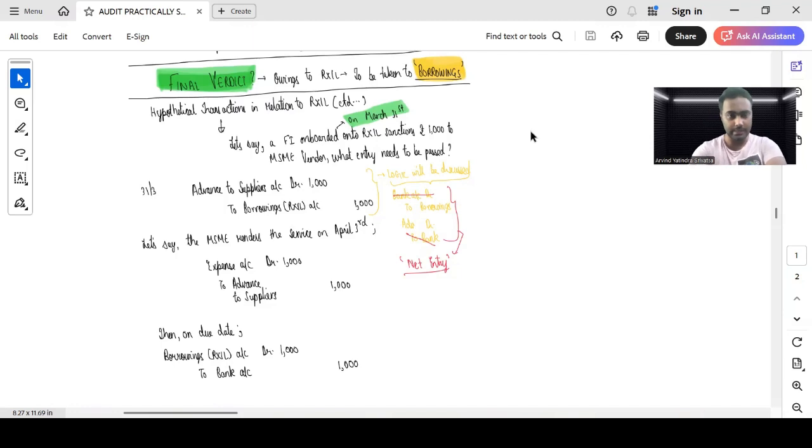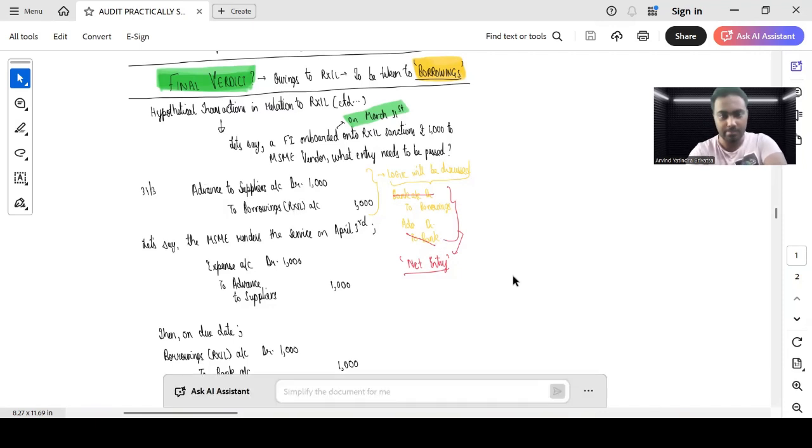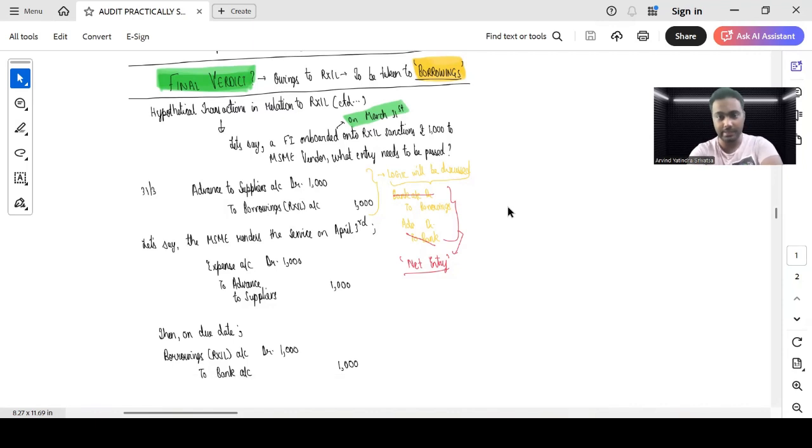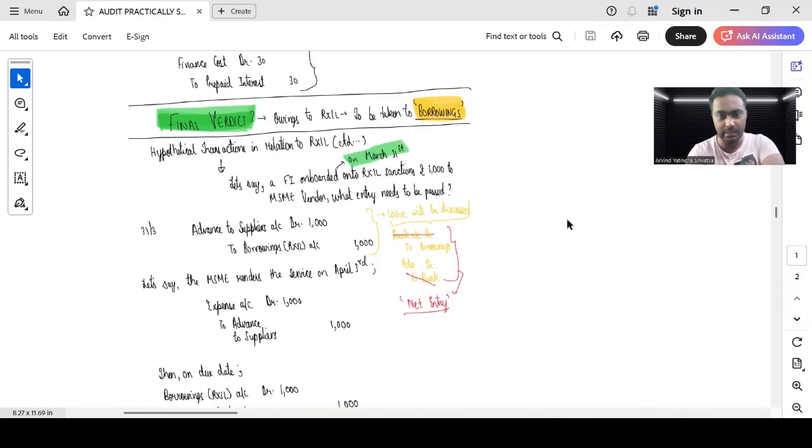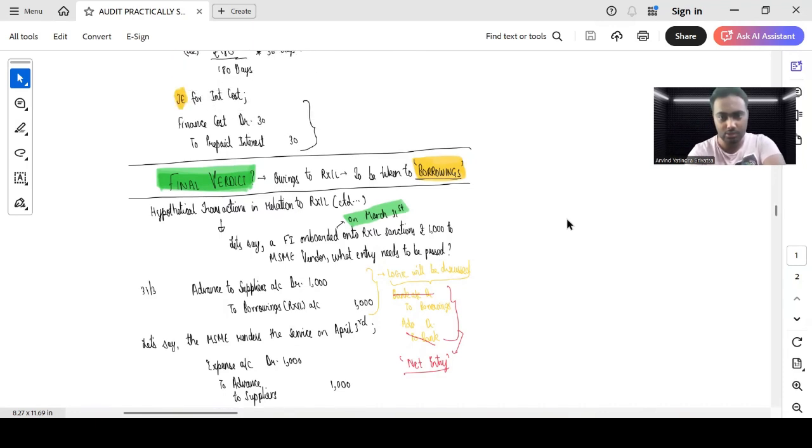Yep. So guys, as I was saying earlier, the entry that you would be passing is advance to suppliers debit 1,000 to borrowings 1,000. So let's discuss the logic for this, guys. So basically what is happening is, this is indirectly a scenario where we are indirectly giving an advance to our MSME supplier, and we are indirectly taking a borrowing from RXL. So why am I saying this, guys? So let's understand this. Just a moment. Just zooming in a bit.